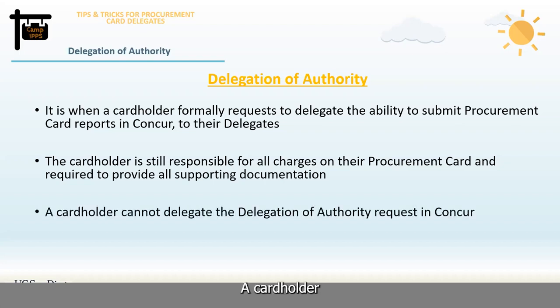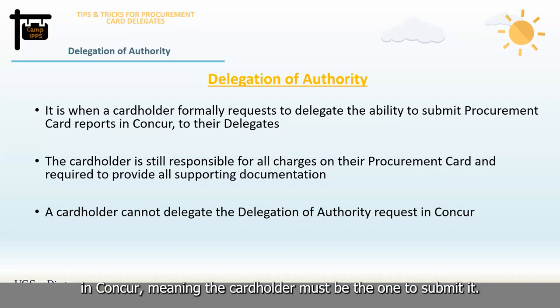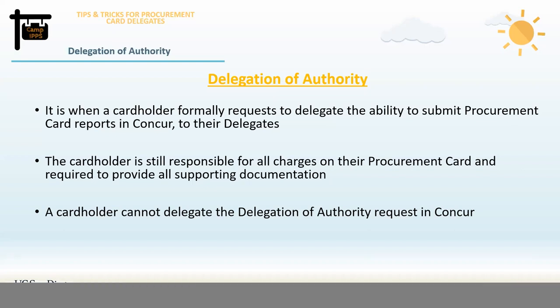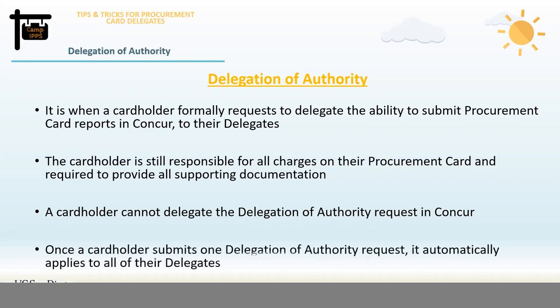A cardholder cannot delegate the delegation of authority requests in Concur, meaning the cardholder must be the one to submit it. Once the cardholder submits one delegation of authority request, it automatically applies to all their delegates. The procurement card team does not individually grant each delegate this access.